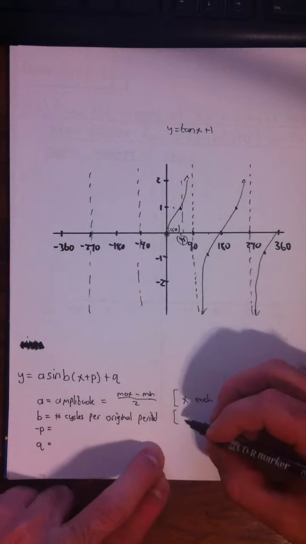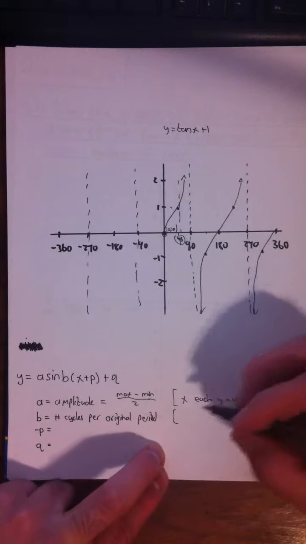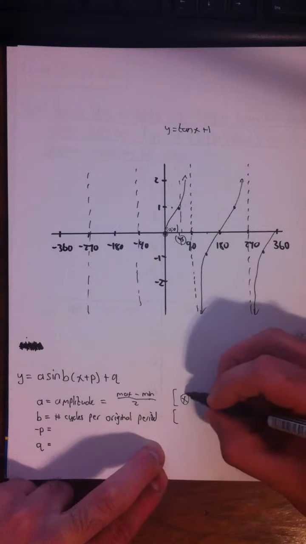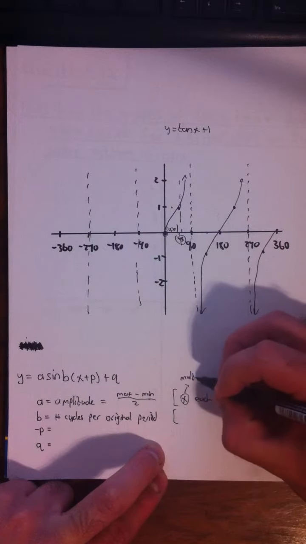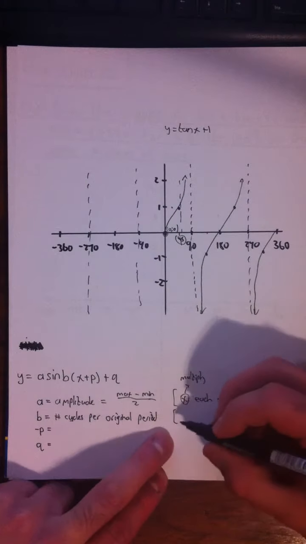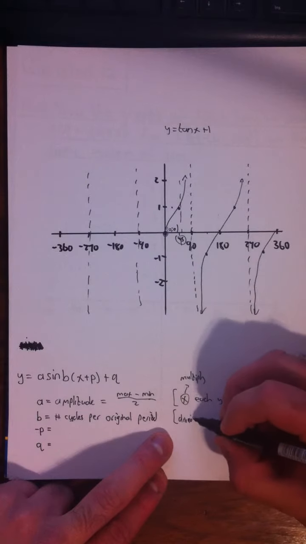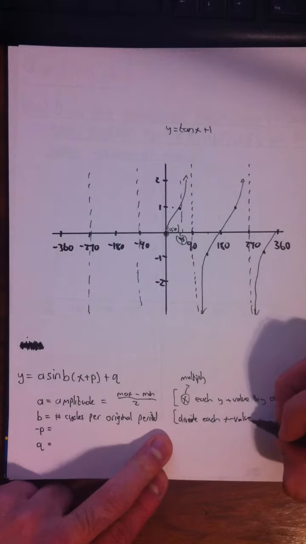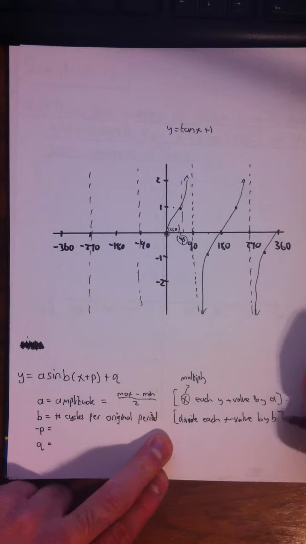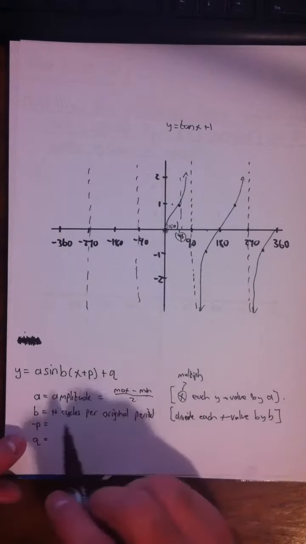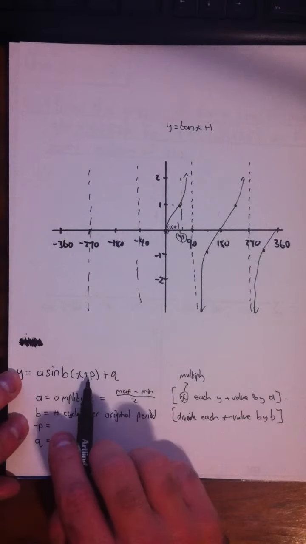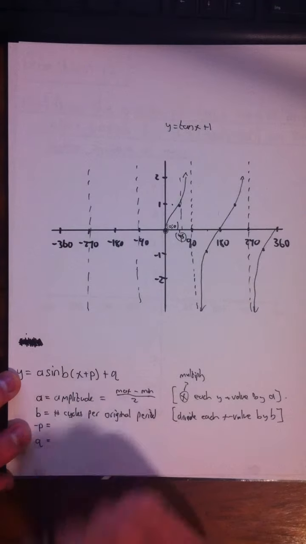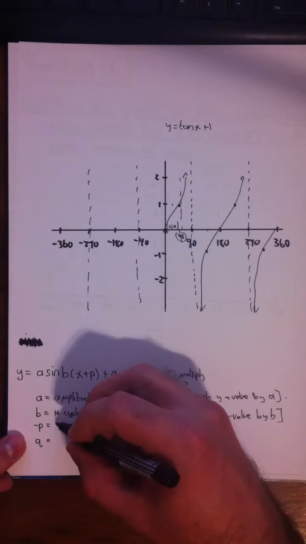So what you do here is, for a, let's just call this multiply. Now here we want to say divide each x value by b. Then negative p. That is just the opposite sign of whatever is added to the x in the brackets there. So that is your horizontal shift.